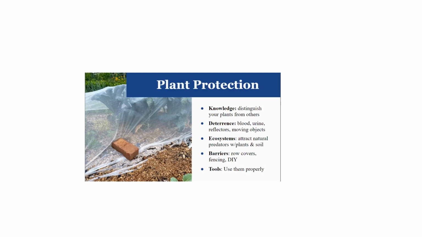Attracting, like I said in the last slide, natural predators that will attack other insects that may be trying to eat your plant. In this photo, you can see that there's this cloth over it. Those are row covers. That's allowing the sunlight and water and everything else that it needs to get in there and gas exchange to happen, but at the same time making sure that an insect can't get on there and eat your plants. So that's one way you can do it.